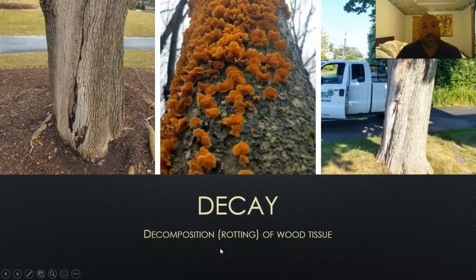Decay. With decay, we get decomposition of rotting wood tissue, and there are all sorts of different versions of decay. You might just see a little crack and be able to look in there and say, oh yeah, it doesn't look good in there. Or this one is the nice and obvious one where we have all these fungal fruiting bodies, which means that inside we definitely have a bunch of rot happening. Then we might see old wounds, and knowing that the old wound is there, we probably have some sort of issue in our trunk as well. And if we look up in the canopy, hopefully that will give us an idea that there might be some decay within our tree.